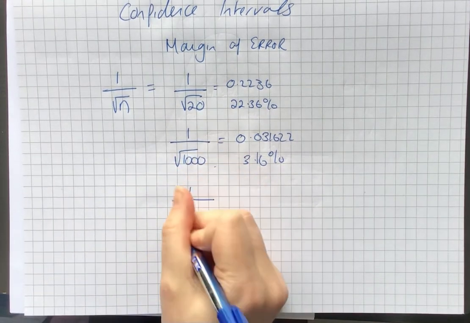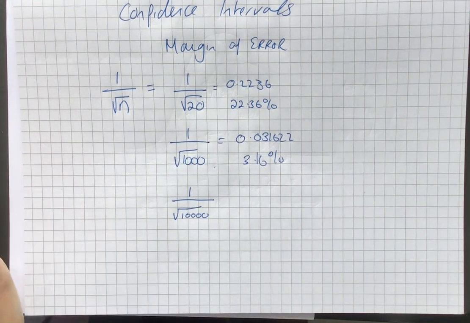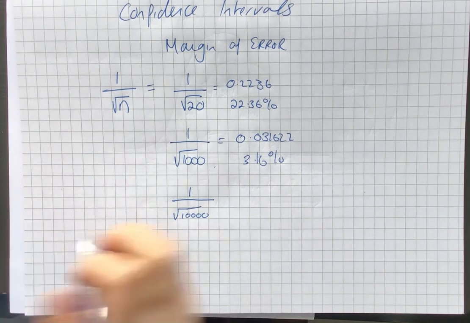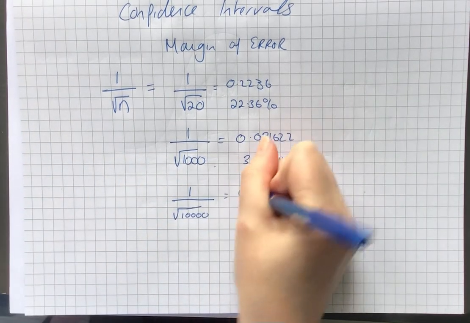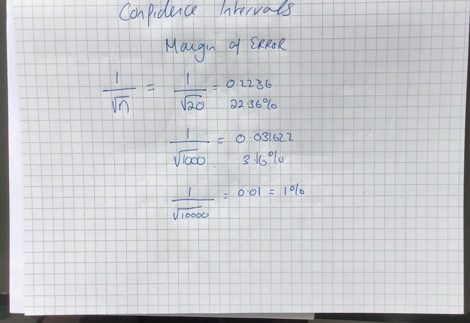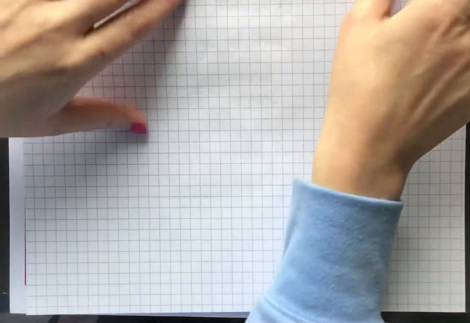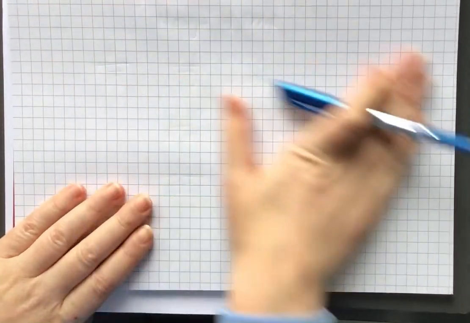Okay, so just one more there to show you the difference. If I surveyed or interviewed 10,000 people, just to see what my margin of error is, it's 1 over the square root of 10,000, which is equal to 0.01, which is 1%. So if I surveyed 10,000 people, I would only have a margin of error of 1%. So obviously the more I survey, the more reliable my data is, and the more reliable my confidence intervals that I can make.